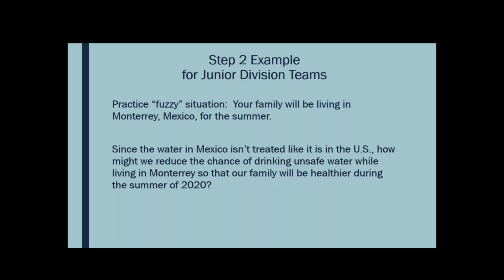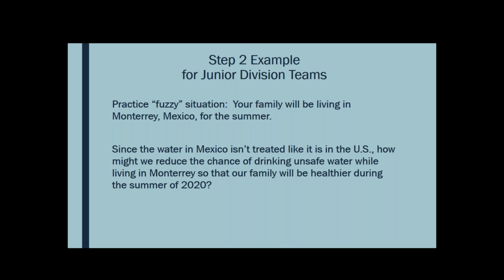Now we'll take a look at some examples. That junior division example, which I think is more appropriate for grades 4 through 6. Remember, the family is living in Monterrey, Mexico. Since the water in Mexico isn't treated like it is in the United States, that's the condition clause, how might we reduce the chance of drinking unsafe water while living in Monterrey, key verb phrase, so that our family will be healthier during the summer of 2019?